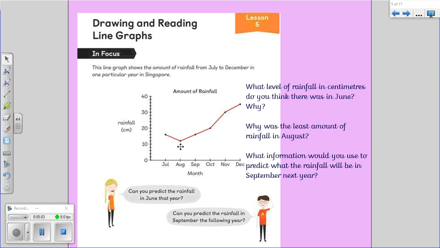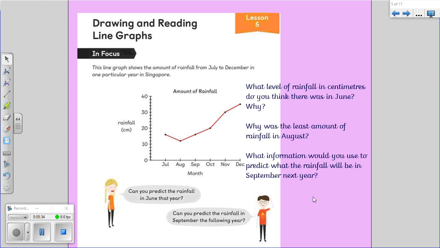So why was the least amount of rainfall in August? So we can see clearly here that in August was the least amount of rainfall that Singapore had. Why was it the least though? So we can have a think about what we know about rain and the different times of the months. We can have a think that actually in August, the weather may be warmer. So there is going to be the least amount of rainfall. And we can see as we go into colder months, the rainfall increases.